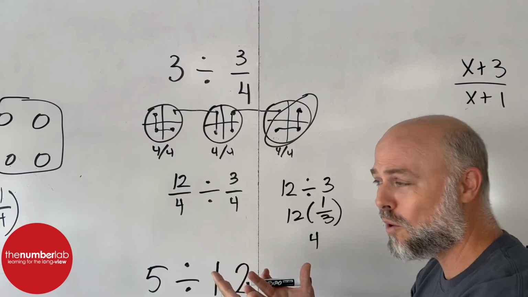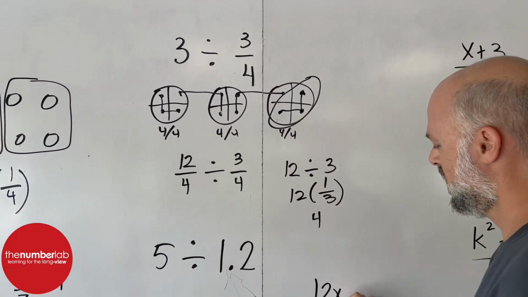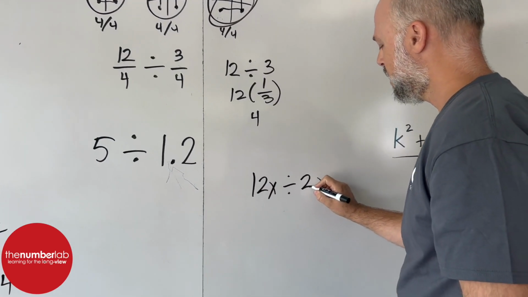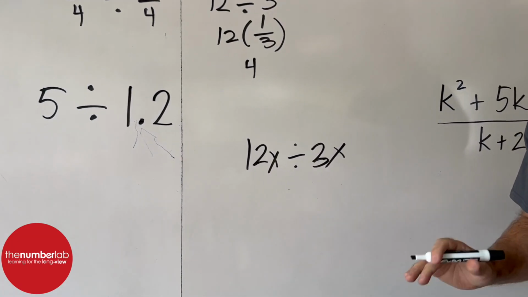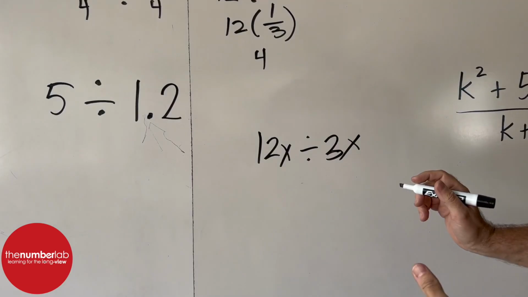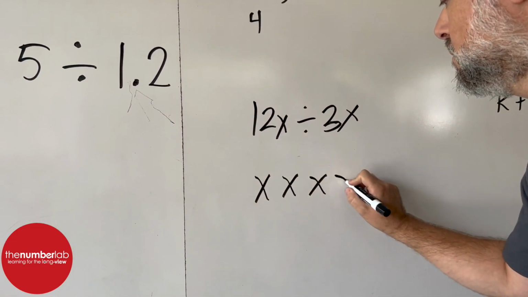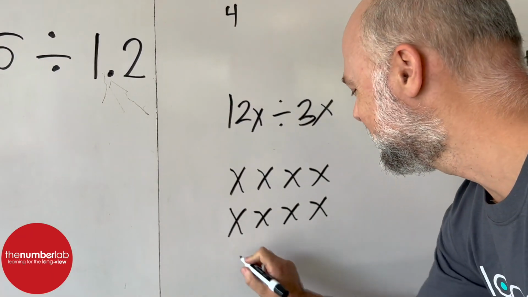Where'd the fourths go? Okay, what if I had 12 x's, and I divided those 12 x's into groups of 3 x's? What if I had 12 x's and I divided them into groups of 3 x's? Well, how many groups would I have? Let's find out. So far there are 8 x's.